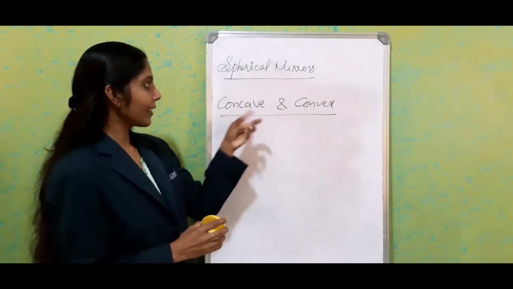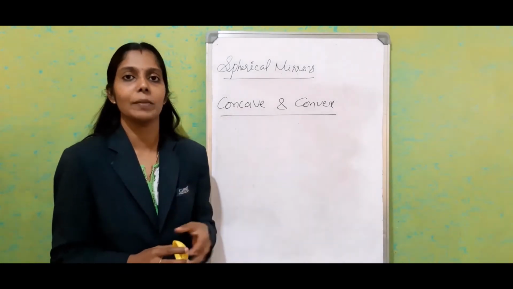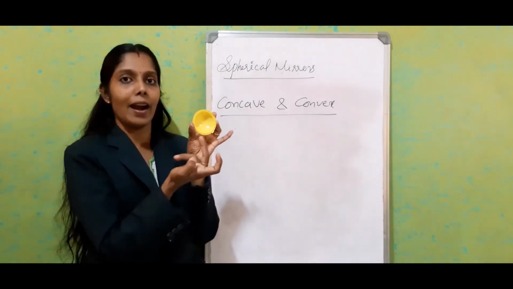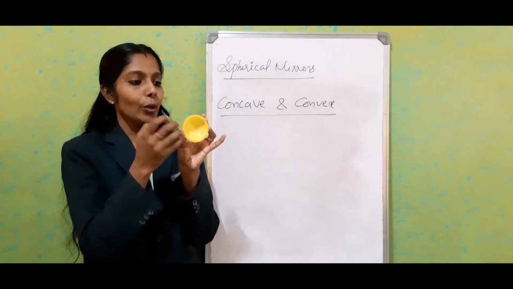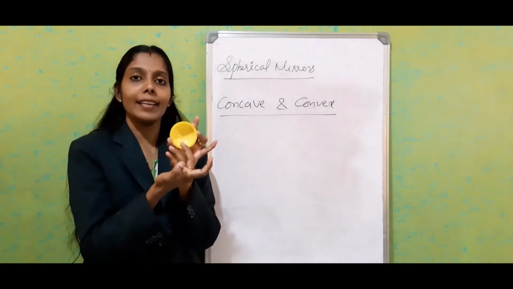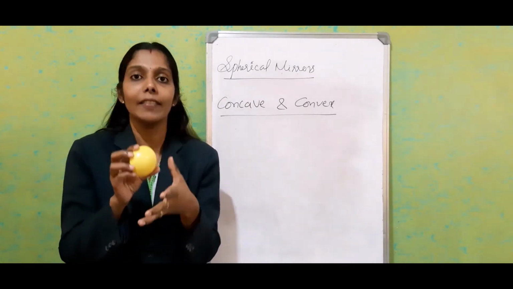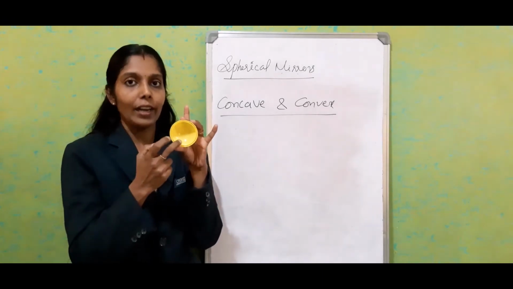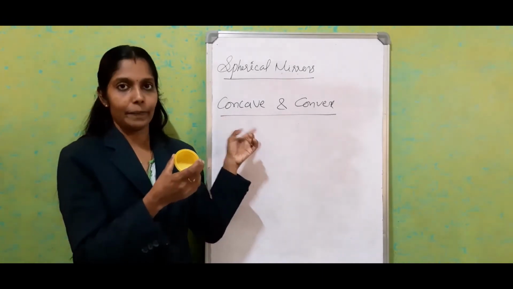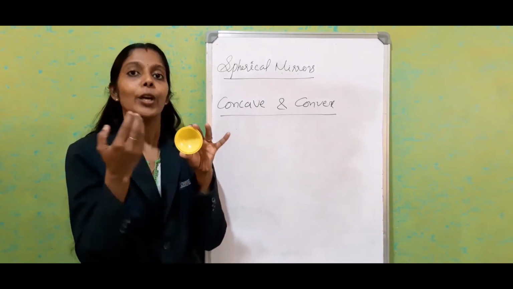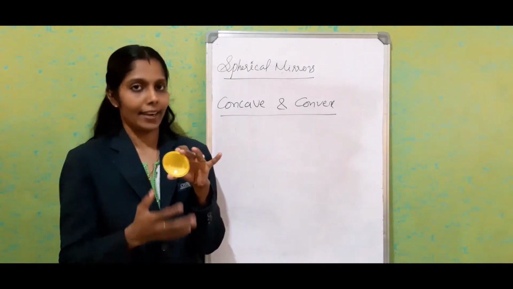The word cave, we all know that. What is the meaning of cave? So just consider this caved part or inward part. If this inward part is the reflecting surface and the other part is coated with silver oxide, we call it a concave mirror. So concave mirror means, keep that word in your mind, cave. That caved part is the reflecting surface.